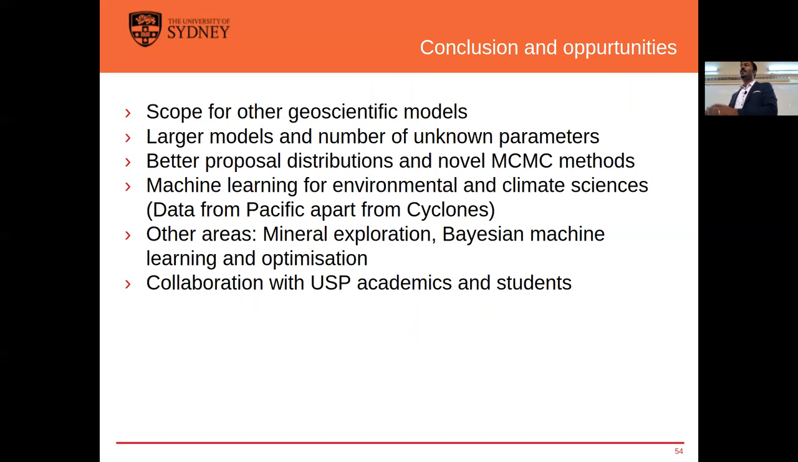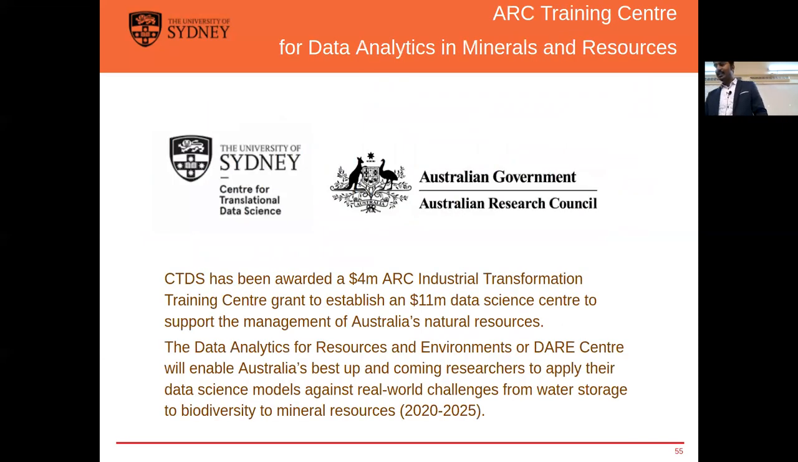My talk mostly concentrated on this, but I have other areas as well, which are mineral exploration and Bayesian machine learning and optimization. And I would like to have further collaboration with USP academics and students in the future. And just an announcement of this $11 million research center that we got, which will create opportunities for the next 5 years in terms of postdoctoral research and PhD scholarships. And I am part of this center as well.